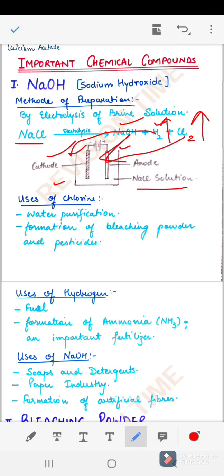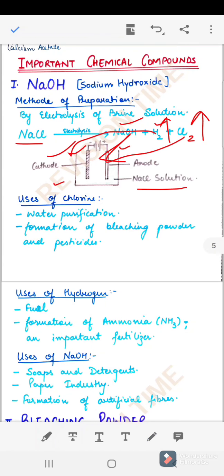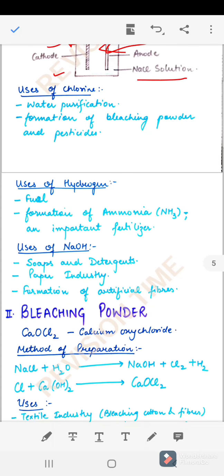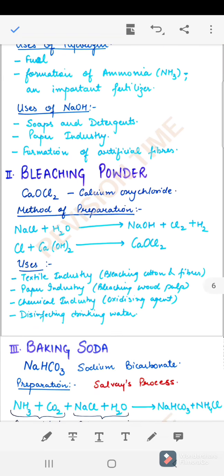Hydrogen is used as fuel. It is used in the formation of ammonia. Ammonia is a soil fertilizer. Next we have uses of sodium hydroxide. It is a basic compound, so it is used in soaps and detergents. It is used in the paper industry and the formation of artificial fibers.